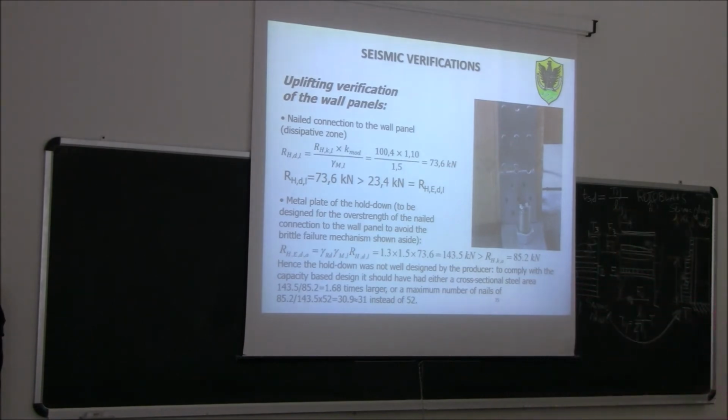Okay? Instead for the cross-laminated timber, this should be dissipative, which means that I need to change the geometry of the hold down, either reducing the nails or increasing the thickness of the metal plate. It's clear? Okay.